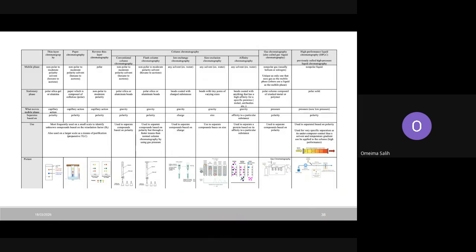Accordingly, you can select the stationary phase and the mobile phase, and this defines the type of chromatography. For example, here thin layer chromatography, paper chromatography, and reverse thin layer chromatography are most frequently used on a small scale to identify unknown compounds based on the retardation factor. The retardation factor means how they react with the mobile phase. So the use defines the method you want to select.